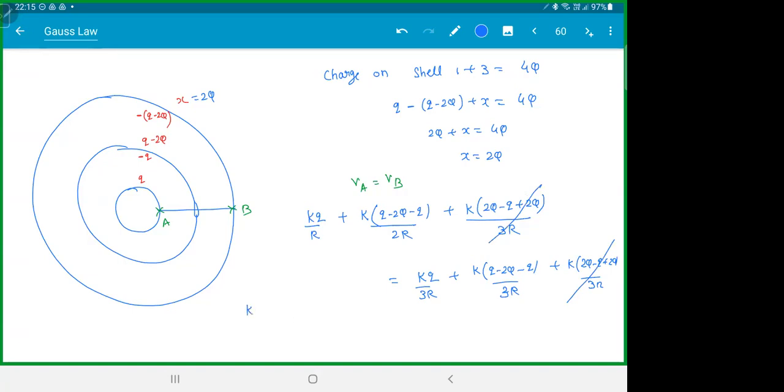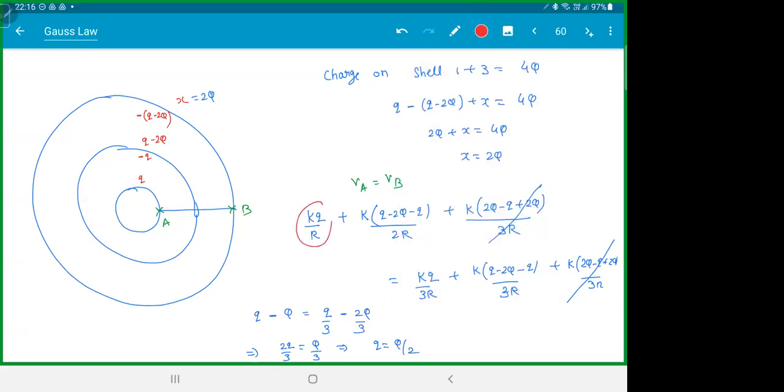Simplify this. K and R will cancel off. This will be Q. This will be minus Q. This will be Q by 3. This will be minus 2Q by 3. This 2Q by 3 is equal to Q by 3. Q is equal to Q by 2. Please check. Did everyone get the potential?